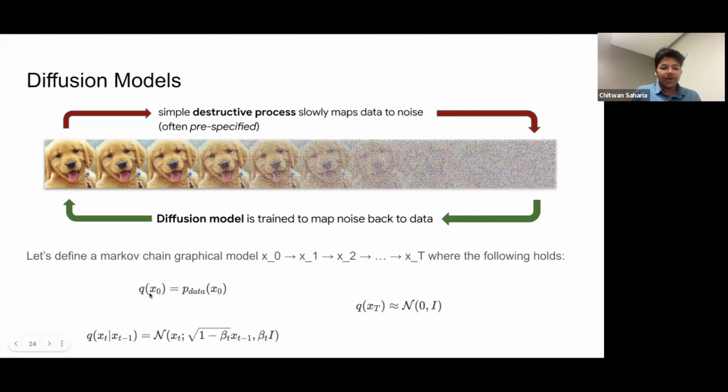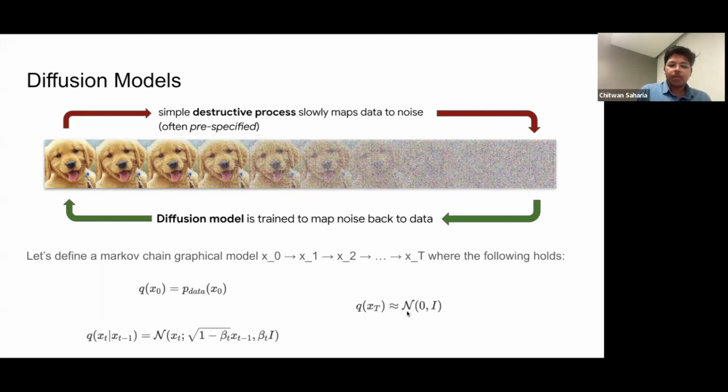So the q of x naught is the data distribution. So the distribution of these images is the same as the data distribution. And at every step, the transition function is basically adding a small amount of Gaussian noise to the image before. So it's a Markov chain because it's not depending on all the images before it, only the penultimate image. And we run it such that the final distribution q of xt is approximately equal to the standard normal Gaussian distribution.